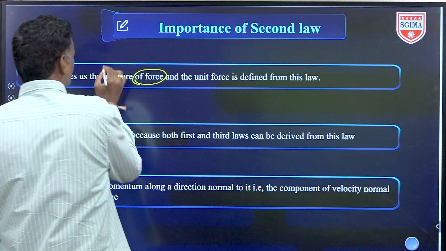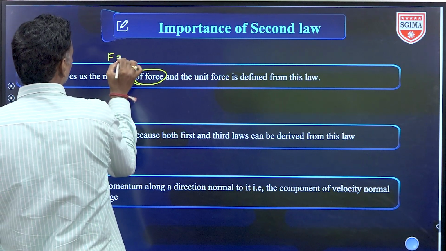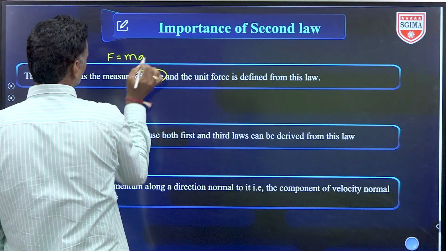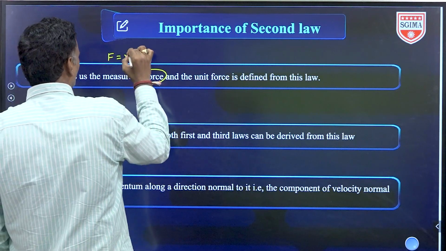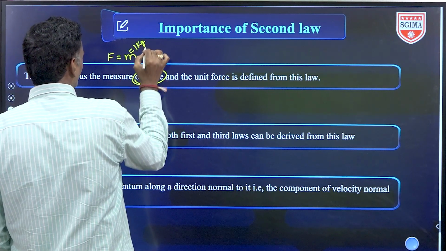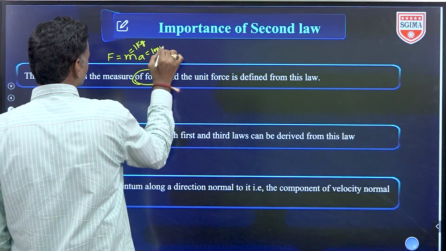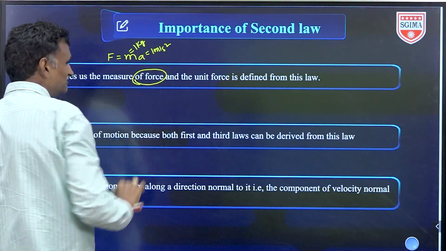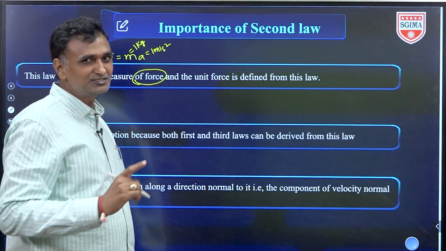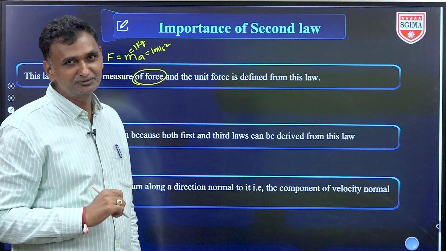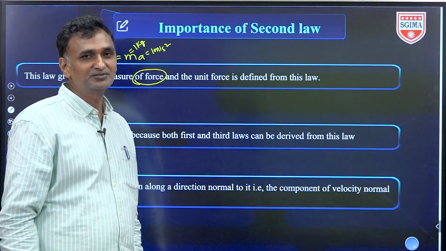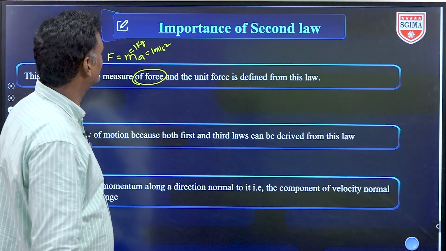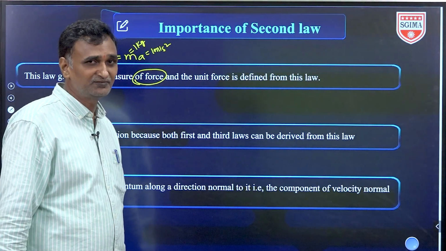From the concept you can see F equal to ma. If I take 1 kg mass and the acceleration is 1 meter per second square, 1 into 1 gives you 1 Newton, and generally we call this unit force. If the magnitude of force is equal to 1 Newton, then we take it as unit force.